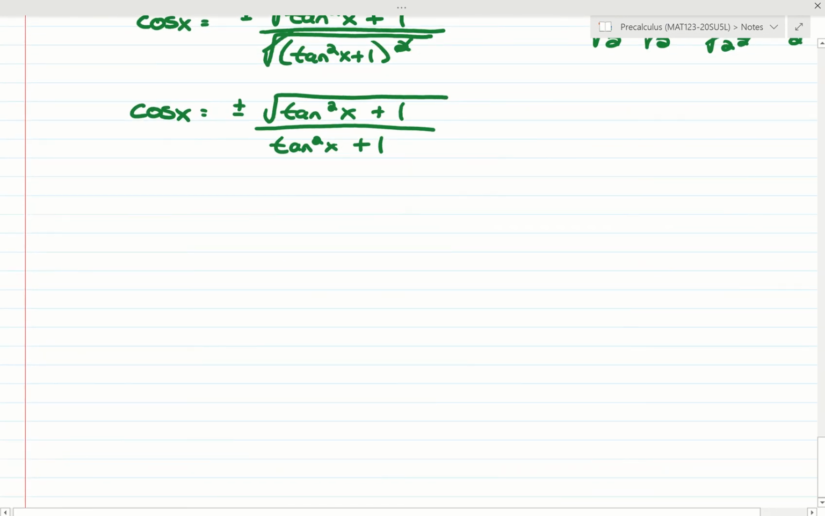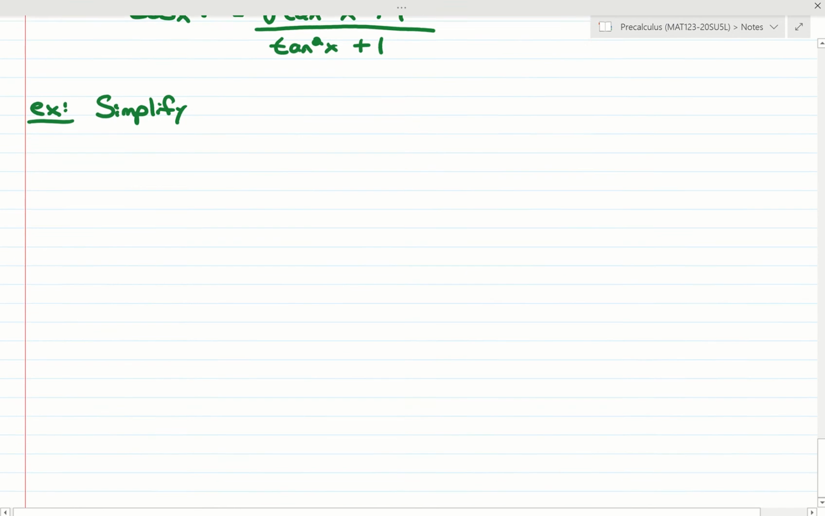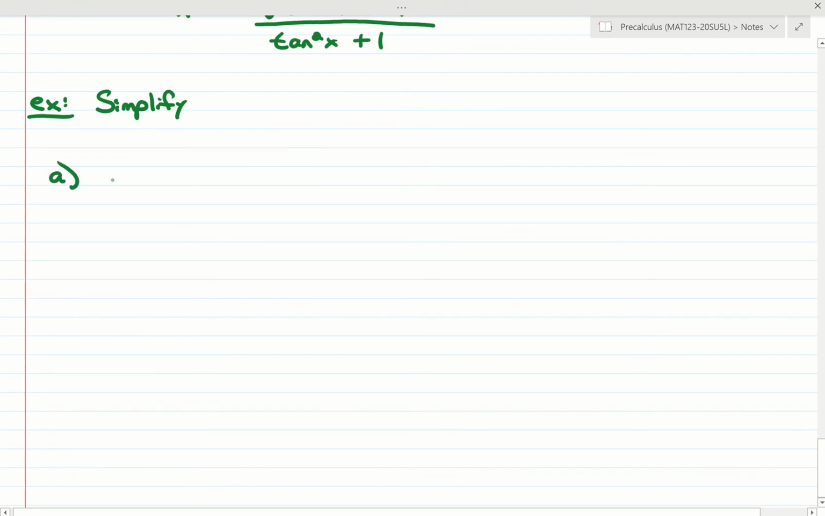Okay, so to finish up this section, it's a little bit of an introduction to what's coming up. The next section is my absolute favorite in all of the math classes I've ever taken or taught. I really enjoy this next section. But to get there, let me give you a little appetizer. Let's simplify sine of x over the tangent of x.